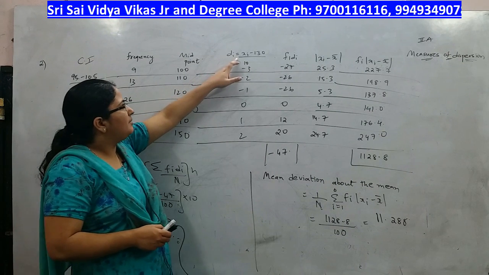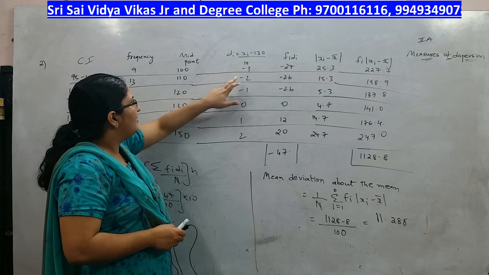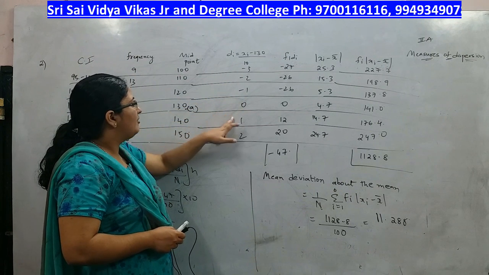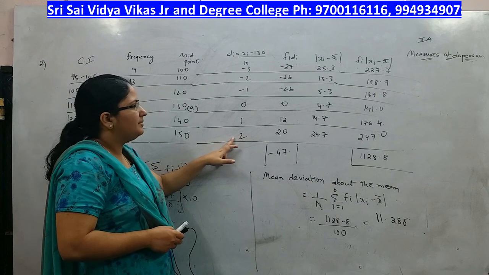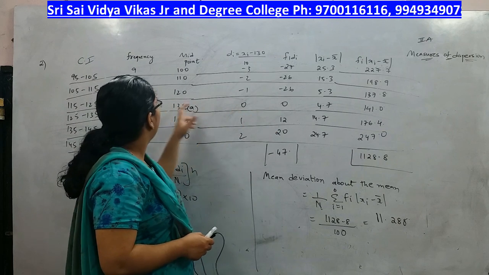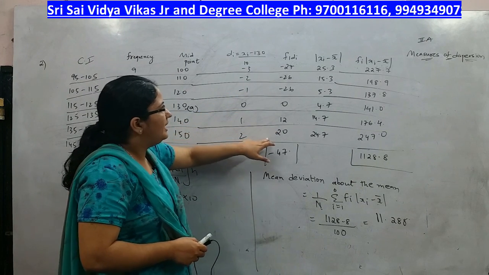Xi is 100, minus 130 by 10. Next, 110 minus 130 by 10, 120 minus 130 by 10, 130 minus 130 by 10, 140 minus 130 by 10, 150 minus 130 by 10. You will get these values. Next, you have to find fi di. This column into this column will give you fi di.